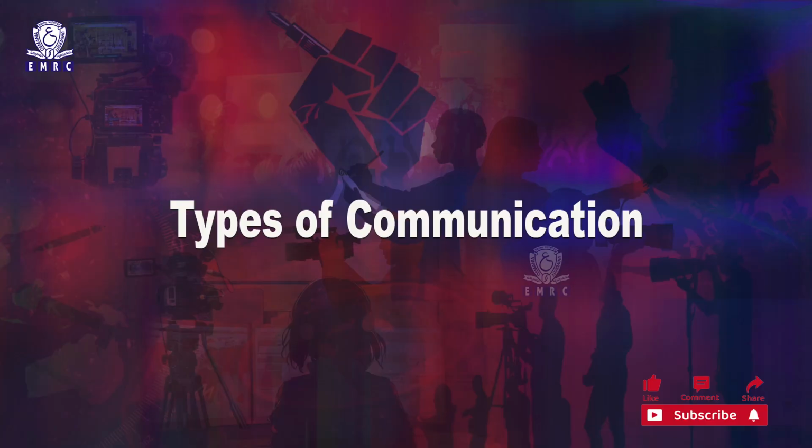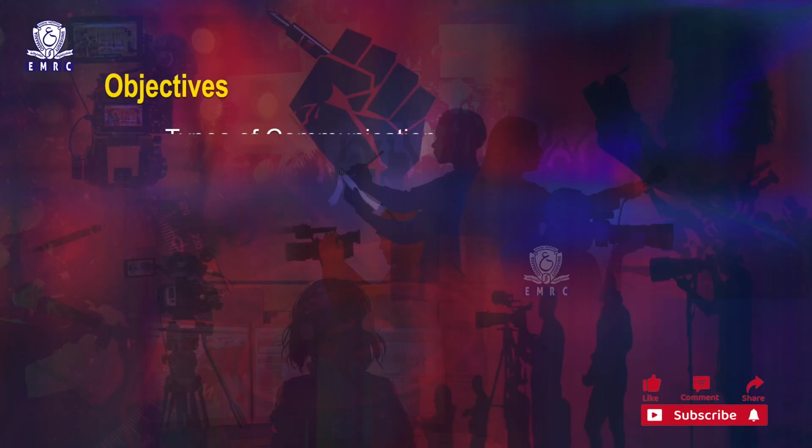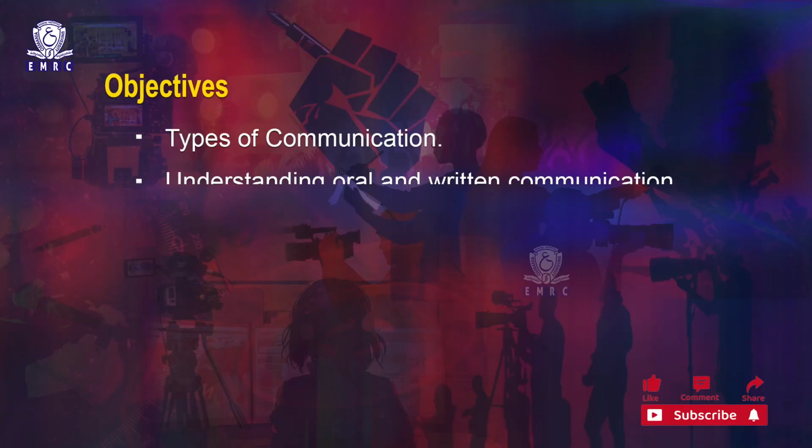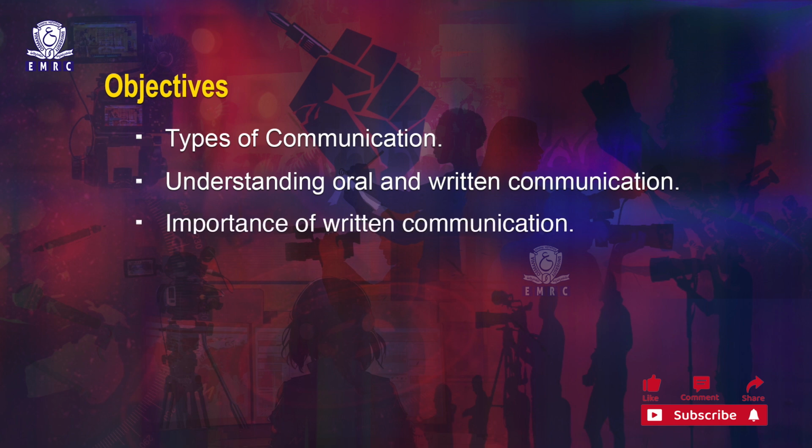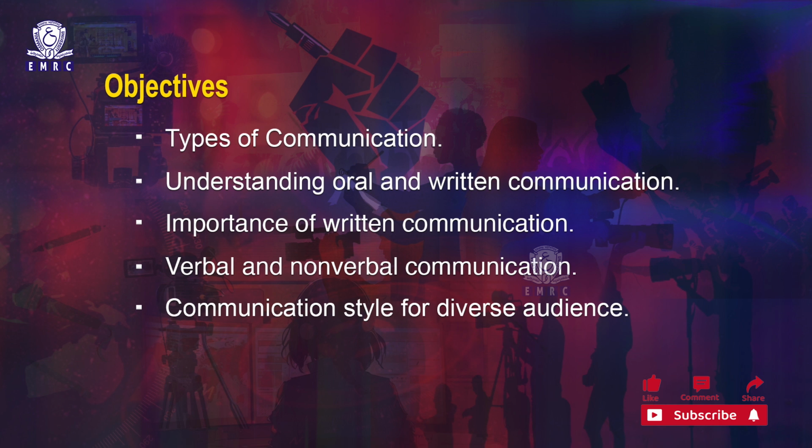Introduction to Communication and Journalism. Lesson 2. Types of Communication. Objectives: types of communication, understanding oral and written communication, importance of written communication, verbal and non-verbal communication, communication style for diverse audience. Introduction. This unit deals with different types of communication and a detailed understanding of verbal and non-verbal communication.